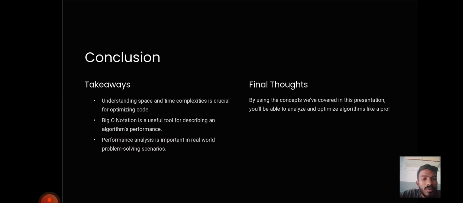Conclusion. Understanding space and time complexity is crucial for optimizing code. Big O notation is a useful tool for describing an algorithm's performance. Performance analysis is important in real world problem solving.